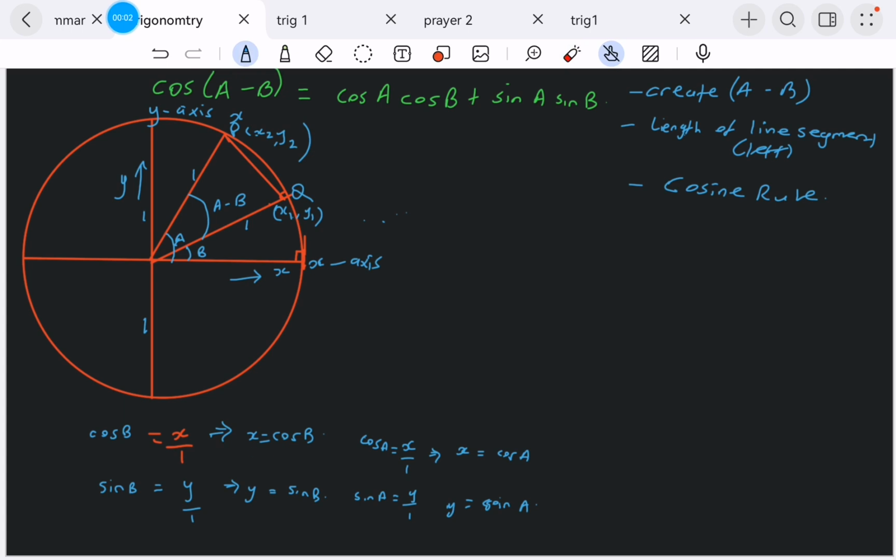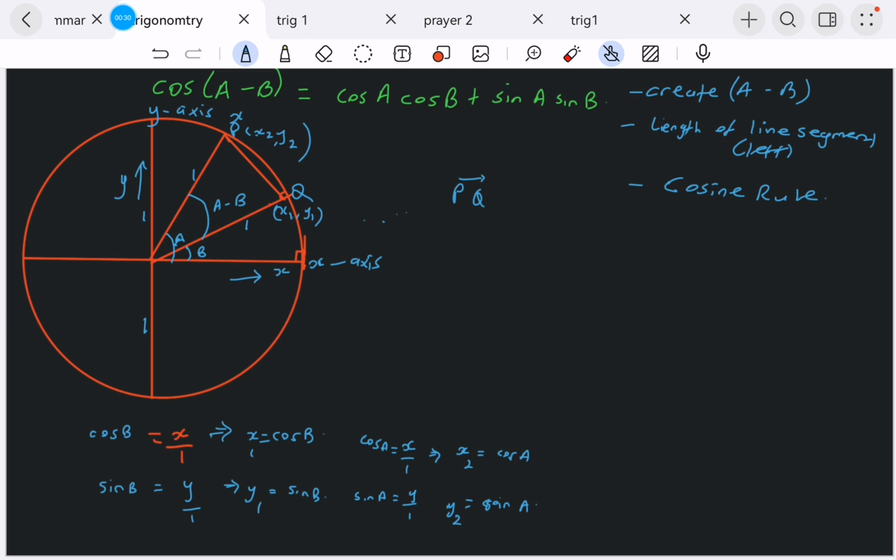Yeah, so we have x1, y1, and we have x2, y2. Okay, this is x1, y1 in regards to angle B, and x2, y2 in regards to angle A. Okay, so let's go ahead and make the rest of the calculations. So let's use first of all the length of the segment, which is PQ.